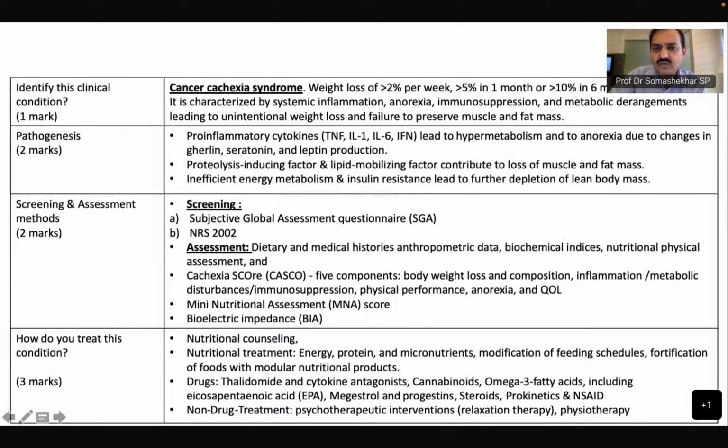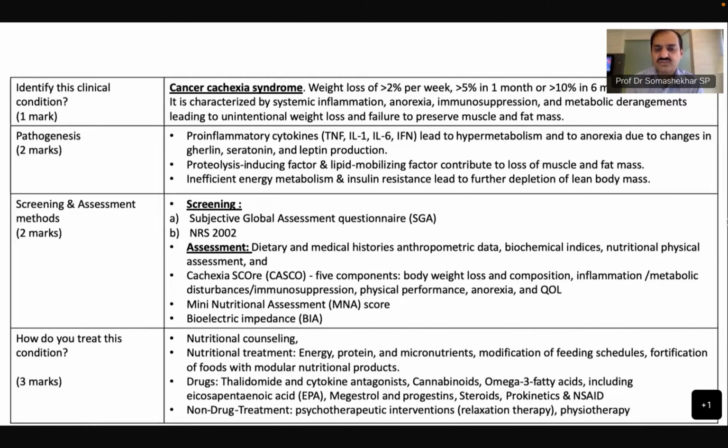Weight loss of 2% per week, more than 5% in 1 month, or 10% in 6 months is called cancer cachexia syndrome. Please read that, remember this. Week 2%, month 5%, 6 months 10%. It is characterized by systemic inflammation, anorexia, immunosuppression, metabolic derangement leading to unintentional weight loss, meaning you're eating, you don't have vomiting, you don't have loose motion, still you're losing, and there is failure to preserve the muscle and fat mass.